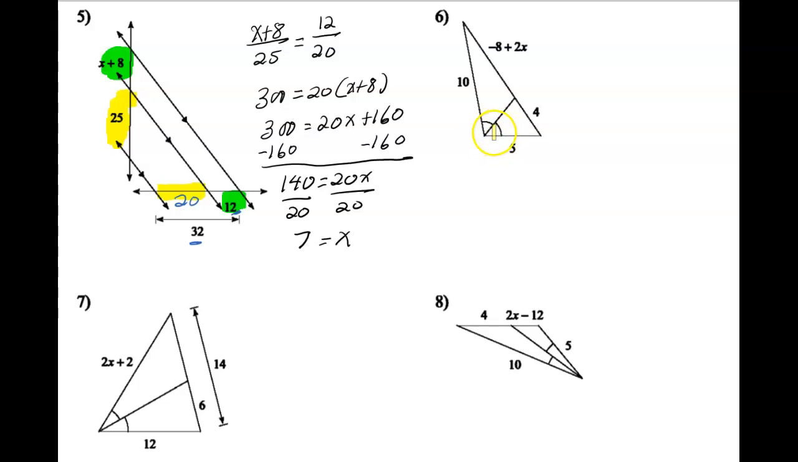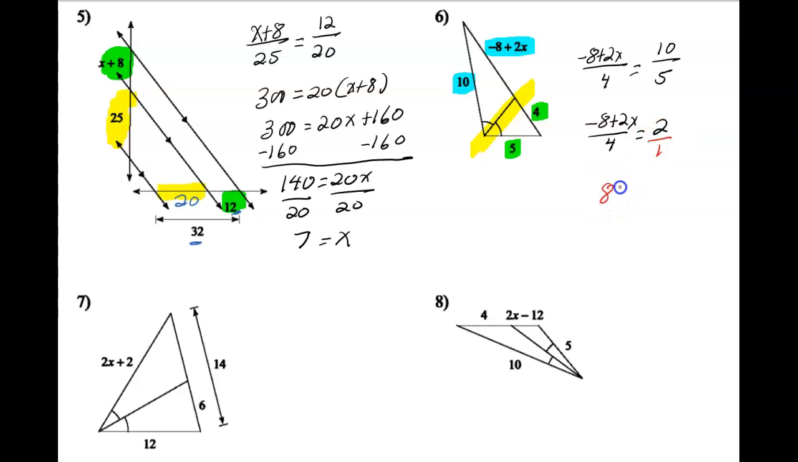For problem number 6, we have the angle bisector, so this yellow line acts like the fraction bar. So we could say negative 8 plus 2x over 4 is equal to 10 over 5. I'm going to take some liberties here and simplify this to be 2. And then I'm going to put that over 1. It just makes the numbers a little smaller.